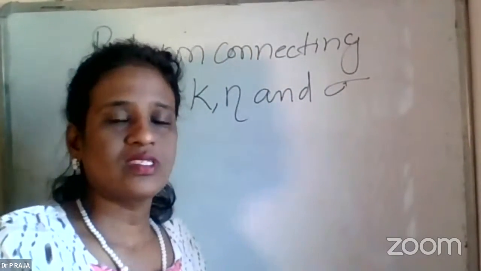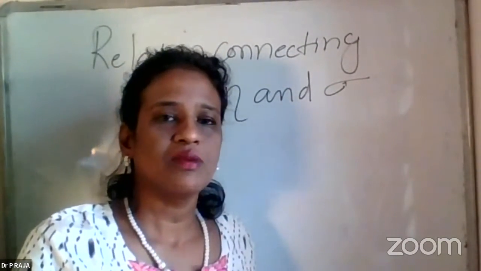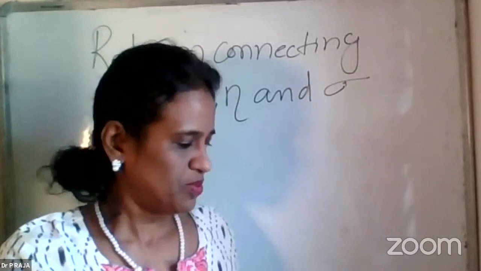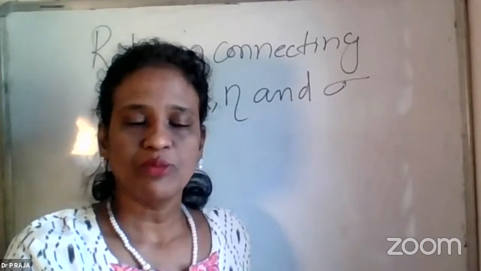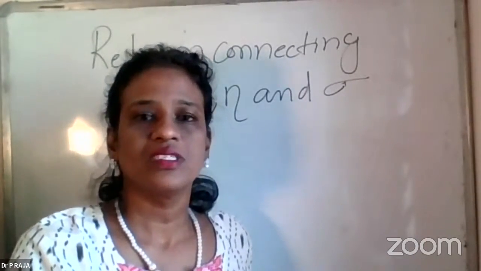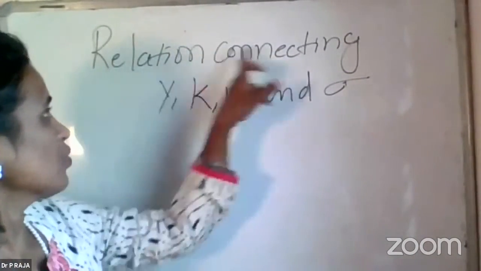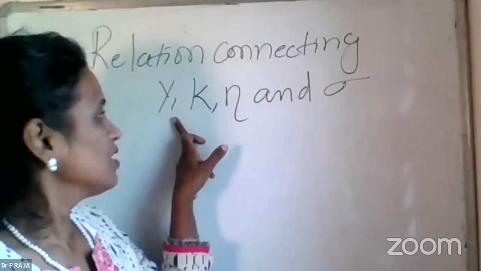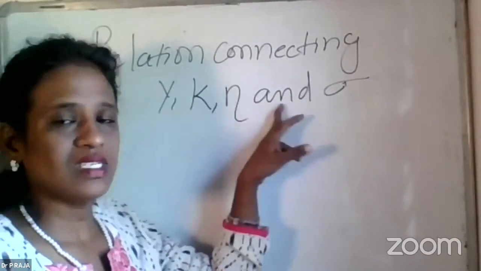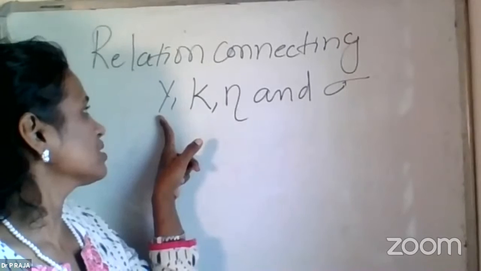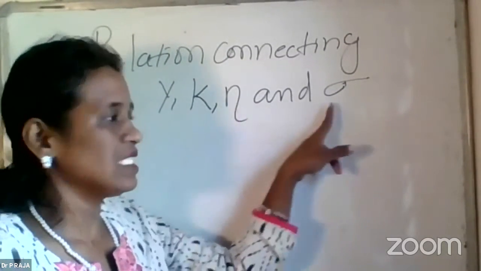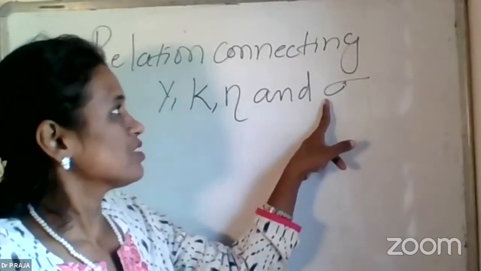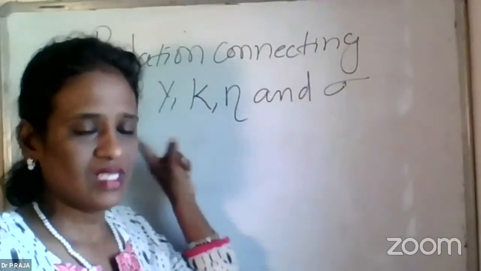Good morning, students. In today's class, we will be studying the relationships which connect the Young's modulus, bulk modulus, and modulus of rigidity and the Poisson's ratio. All these relationships, we are going to connect together by an equation: Young's modulus Y, bulk modulus K, modulus of rigidity eta, and the Poisson's ratio sigma. We are going to connect them with the equation.